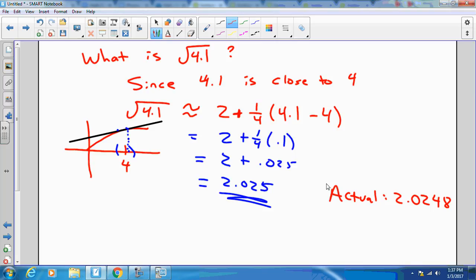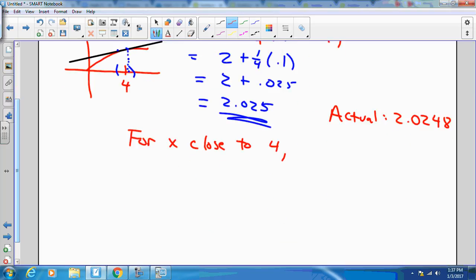There is a bonus feature about our tangent line estimation. Once I have created a tangent line, and in our case, that tangent line is at the point of tangency x equals 4, then I can use that tangent line estimation for any value of x that is close to 4. In other words, I can recycle it. I only have to compute the tangent line estimation one time, and then I can recycle that for as many values as I need for x close to 4.